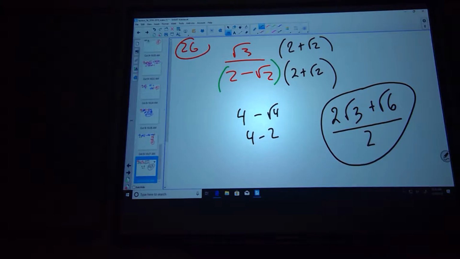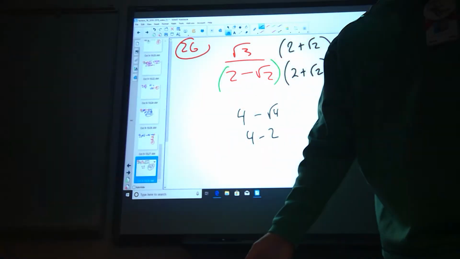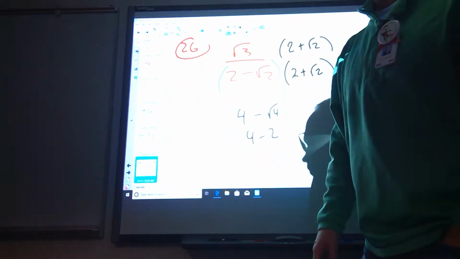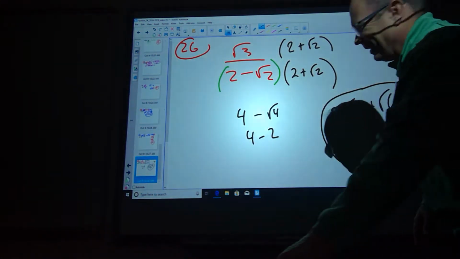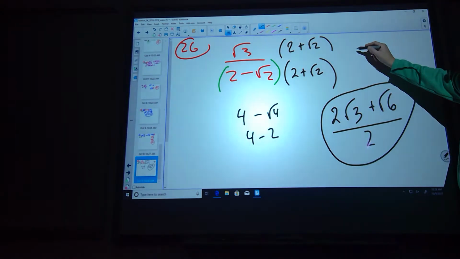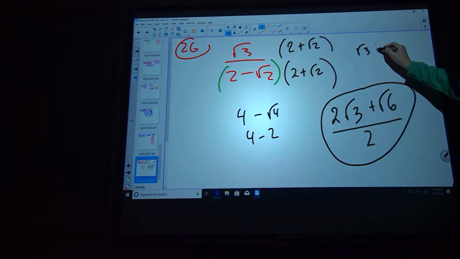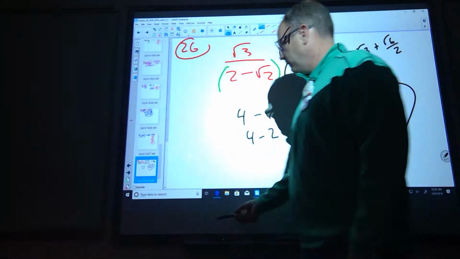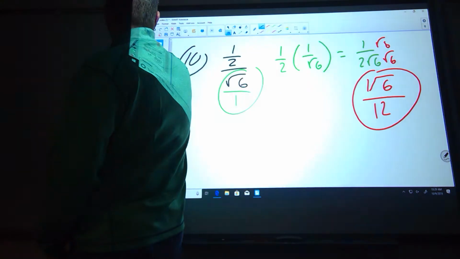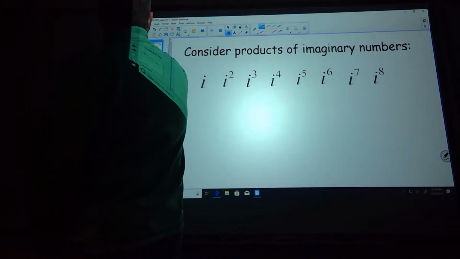Anything else? Make sure your name is on that. Anything else you're passing forward, please? Are they reduced? Yeah, because the 2s cancel out. So technically you could make this root 3 plus root 6 over 2 if you wanted to. I would accept both answers.